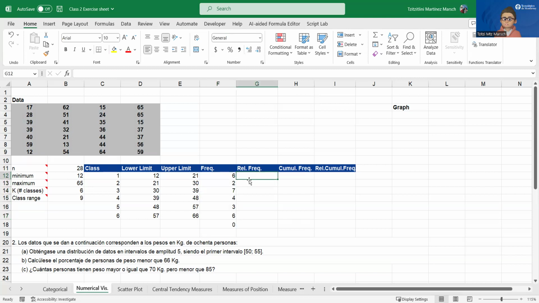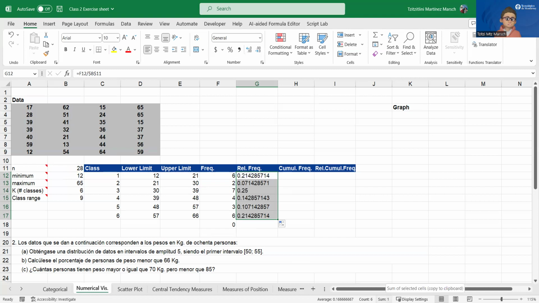Now let's do the relative frequency. Again, the relative frequency is fairly simple. It's our frequency divided by the total number of our population or our sample, which is this n. Make sure that you are putting it as an absolute value so that we can pull down our formula. Pull it down, and the sum of all of relative frequency has to give us 1.